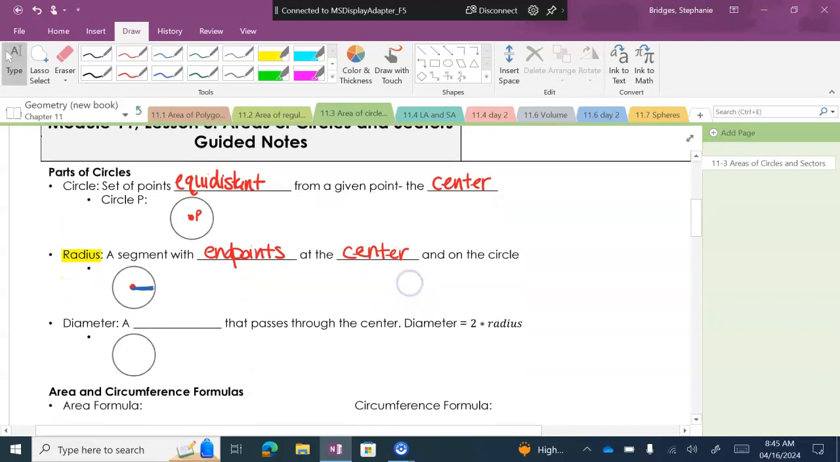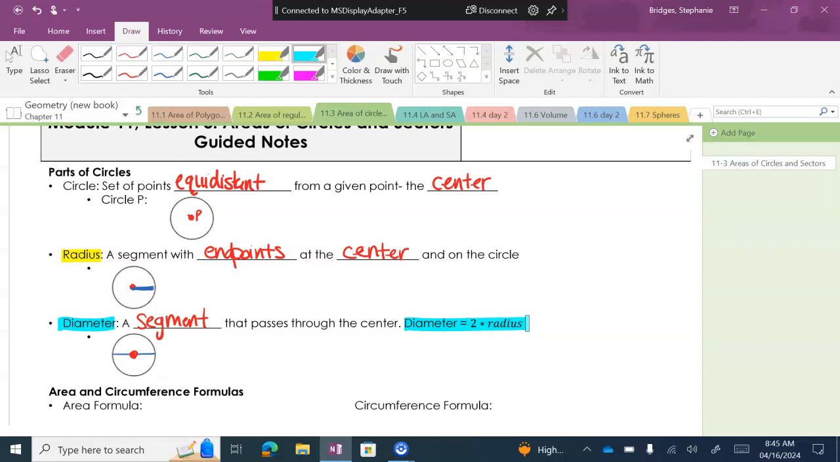Then you have the diameter. And a diameter is a segment that passes through the center, but it goes all the way through from one edge to the other edge. So here's my center. My diameter is going to go all the way through. And pay attention to what it tells you at the very end. Your diameter is 2 of your radii. So if you have your radius and you need your diameter, you just multiply it by 2. You just double it.